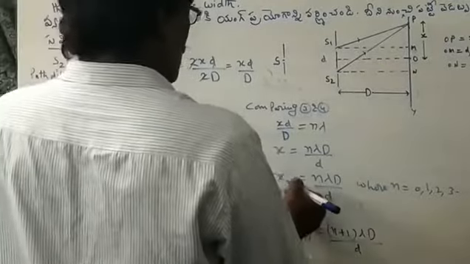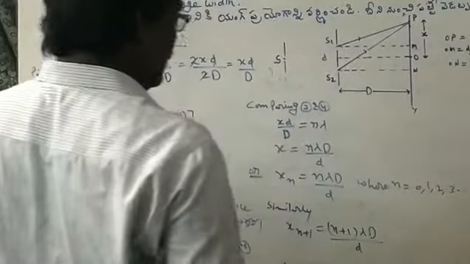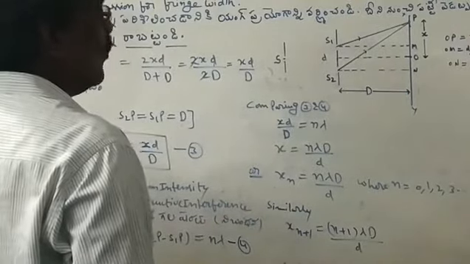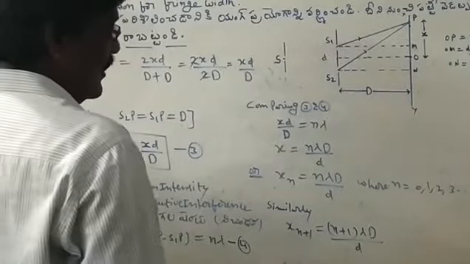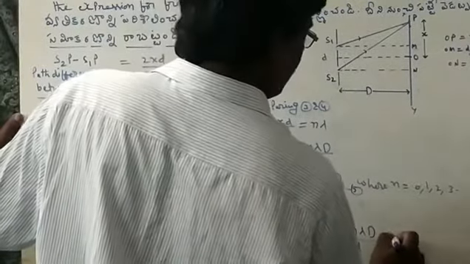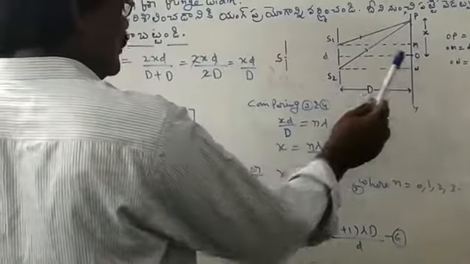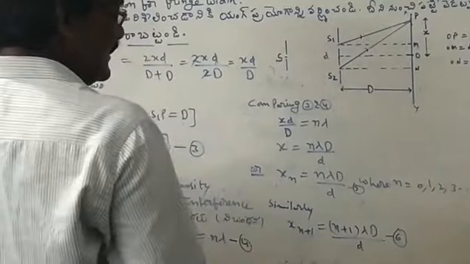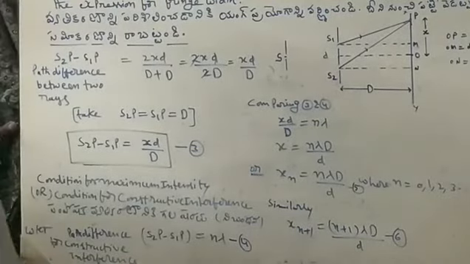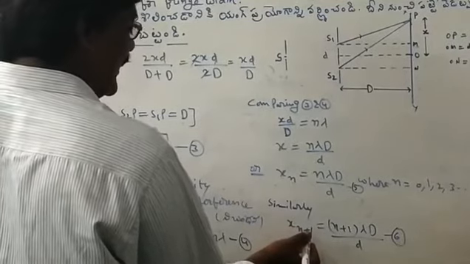Suppose the nth fringe is formed at P, and the n plus 1th fringe is formed at another place. xn means the distance from O to the nth fringe, and xn plus 1 means the distance from O to the n plus 1 fringe. This is equation number 5, and this is 6. xn means distance from O to the nth bright fringe; xn plus 1 means distance from O to the n plus 1th bright fringe.